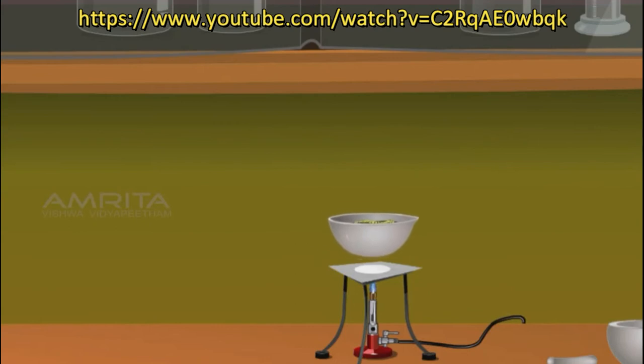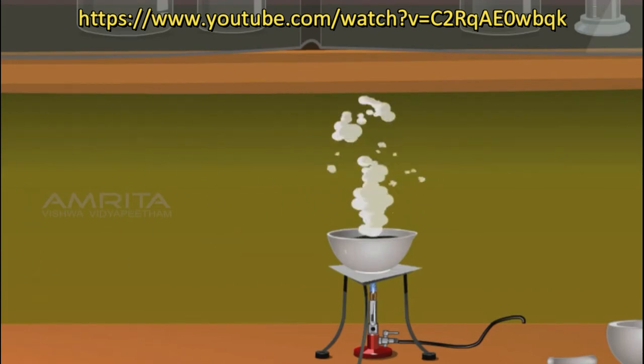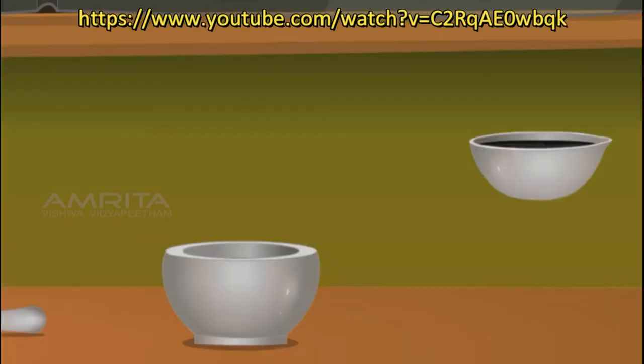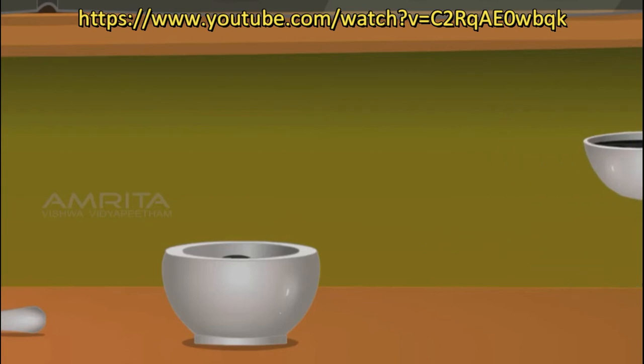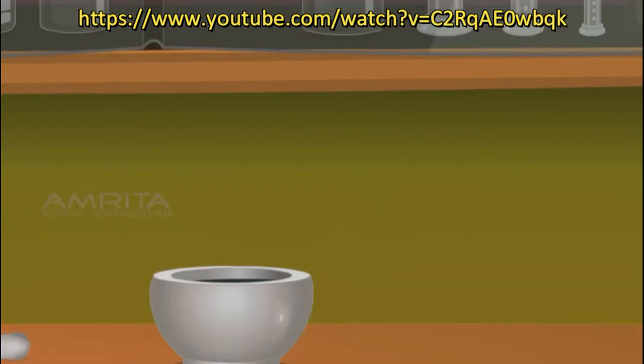Heat the contents in the china dish strongly by placing it on a wire gauze that is placed over a burner. Stir the contents constantly till a black mass, that is compound of sulfur and iron, is formed. Cool and transfer the contents into a mortar and powder this using a pestle. Then transfer the powdered contents into another beaker using a spatula and label it Black Mass B.